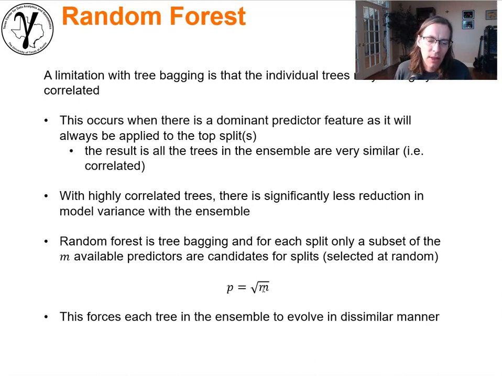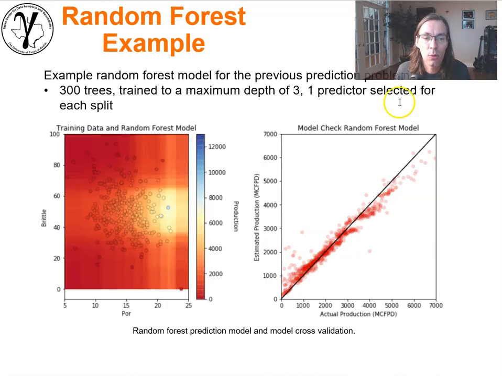Now, when you think about this, it actually results in a worse tree. It's not going to be more accurate. It's not using all of the information. I would say it's a less intelligent estimator. But it forces the trees to evolve in dissimilar manners, and it promotes diversity in the trees. And this is really cool. It actually results in a better result at the end. Okay, so let's go ahead and we'll do it.